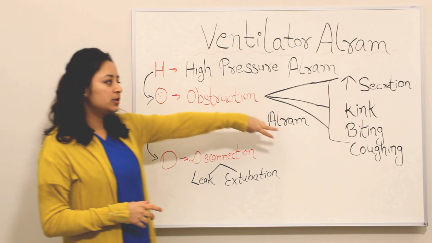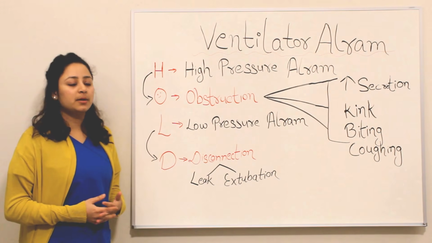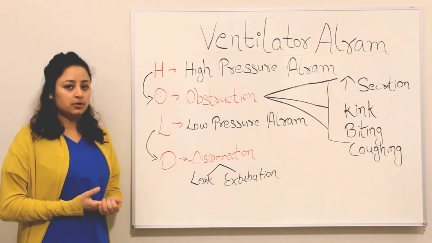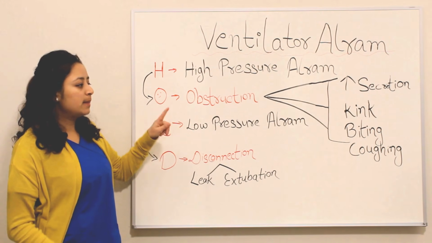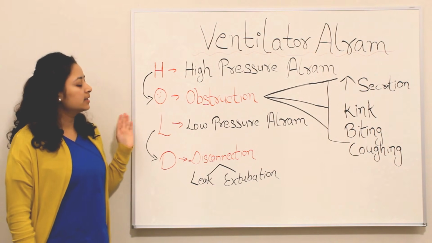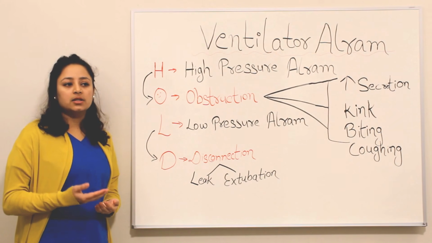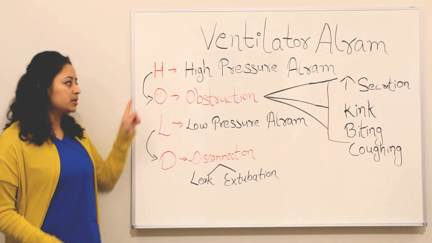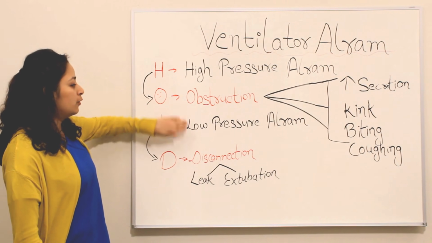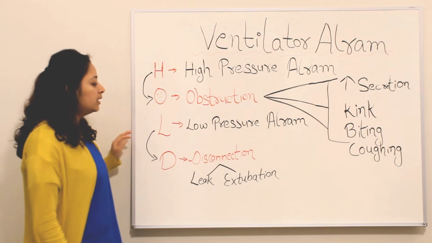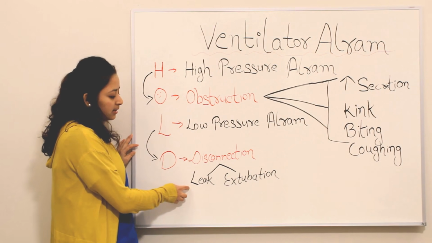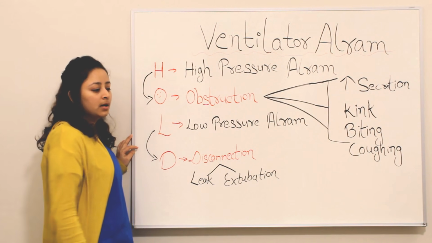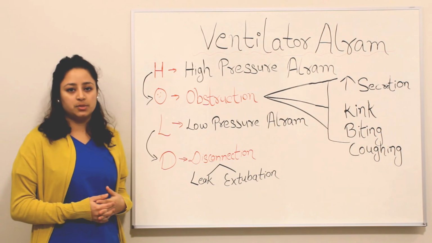So this is also important for the SATA question. The obstruction may be due to increased secretion in the tube, or maybe due to patient coughing vigorously, or due to kink or biting of the tube. In this condition, the ventilator has to exert extra pressure to deliver the oxygen to the lungs. So the high pressure alarm is due to obstruction, and for low pressure alarm we have to remember the word disconnection, or the leakage from the disconnected sites, or maybe due to extubation, or when the patient stops breathing.